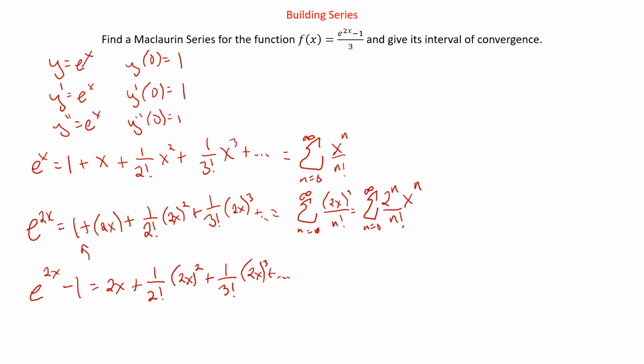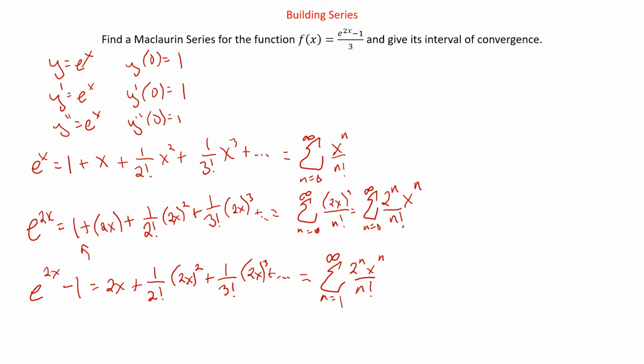What does that do to our series here? It subtracts 1. It shifts everything. Like in this case, it shifted everything over 1. And so we could just start at n equals 1 to infinity, 2n x^n over n factorial.